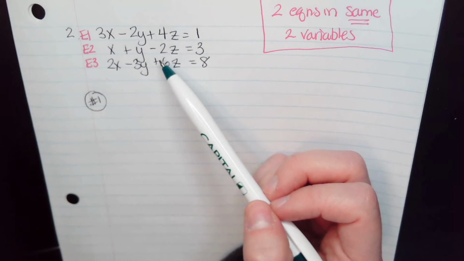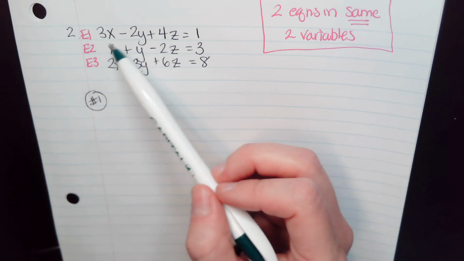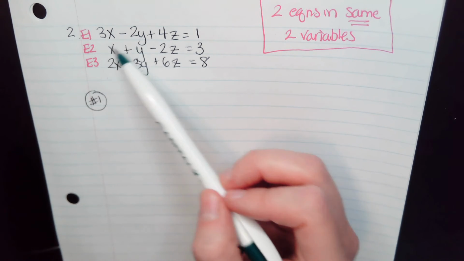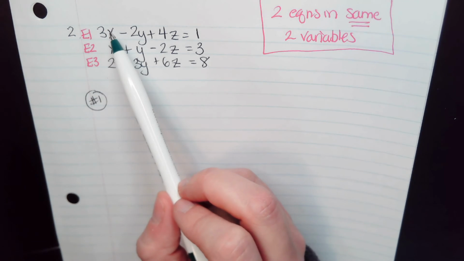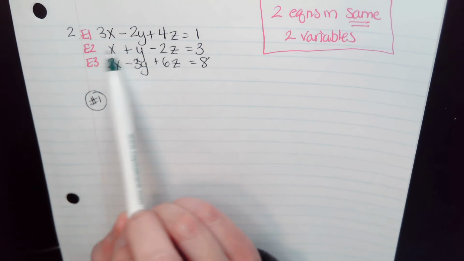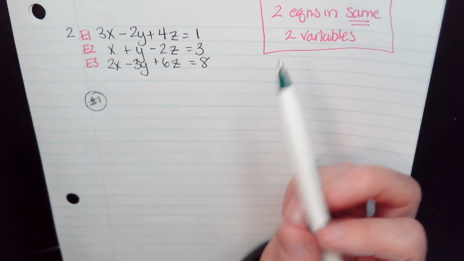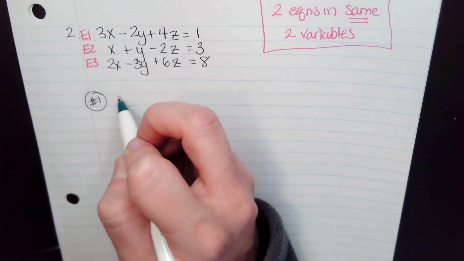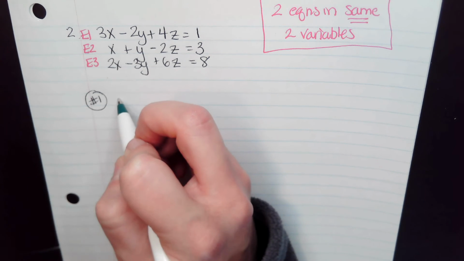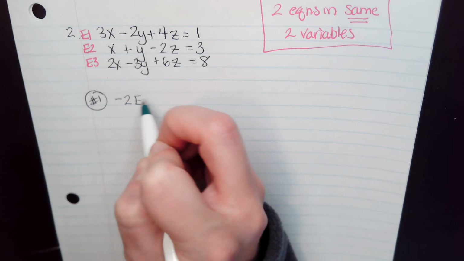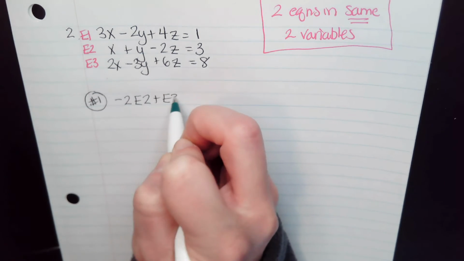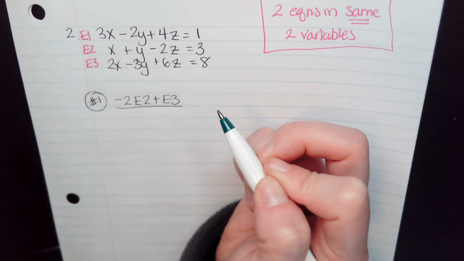So maybe I look at the x's first, so I see this has a 1x, so I could multiply this by -3 and add it with equation 1 to get the x's to drop out. I can multiply it by -2 and add it with equation 3 to get the x's to drop out. So I want to do equation 2 and 3 first. So I'm going to do -2 times equation 2 plus equation 3.